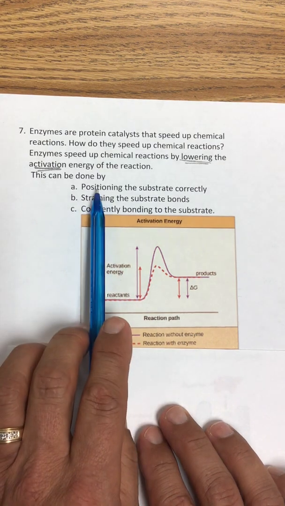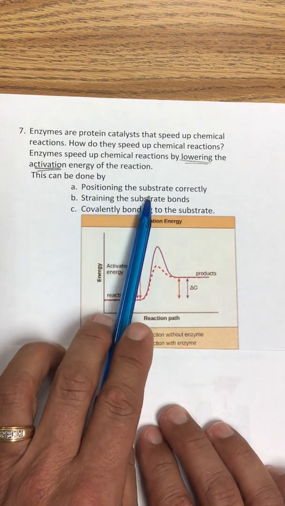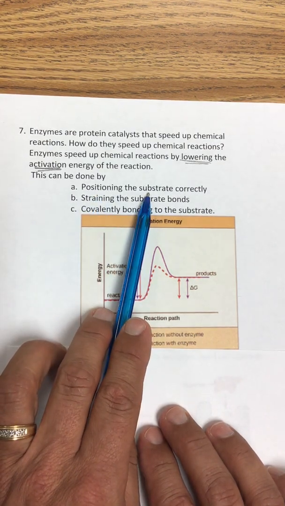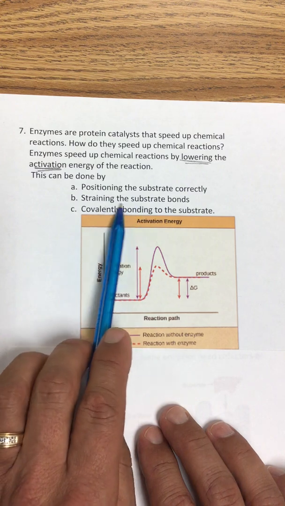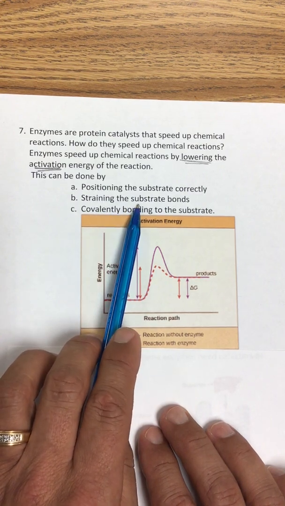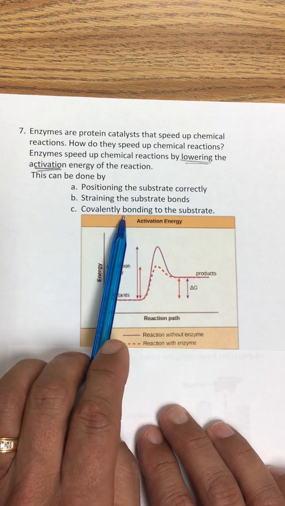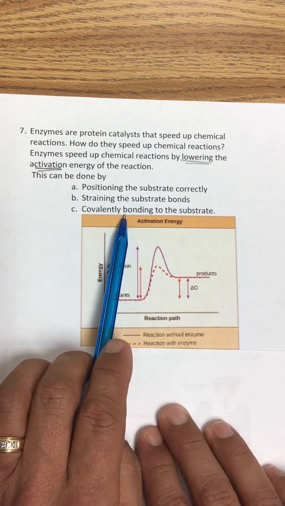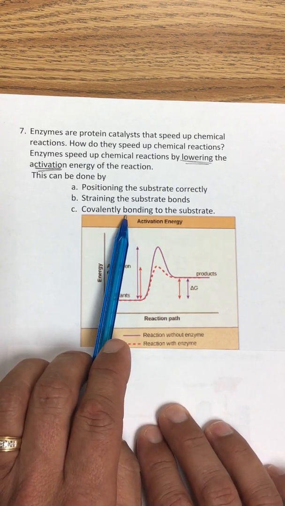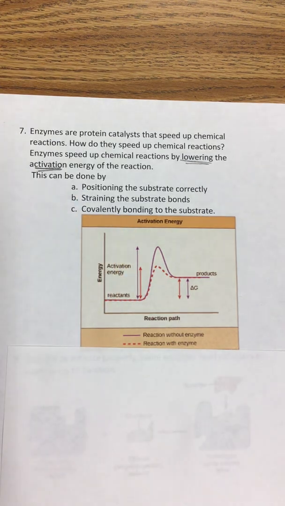Okay, how do enzymes lower activation energy? Well, they're going to have a specific position on the substrate. Substrate is what they're going to work on. Okay, so whatever that enzyme has to fit with, it has to position itself correctly. It strains the substrate bonds. So if we want to take a compound and break it apart, it's going to strain the bonds and allow that reaction to happen faster. And it can covalently bond to the substrate. So when it combines, binding to that substrate is actually going to lower the activation energy.